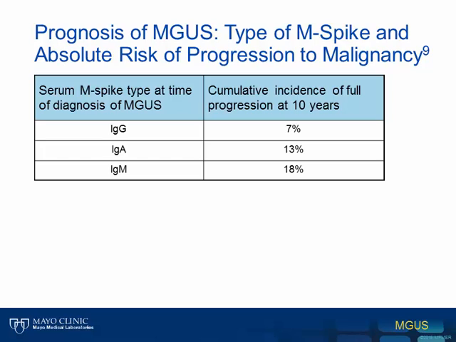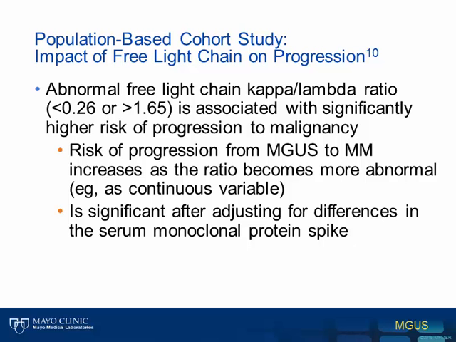Furthermore, the isotype of immunoglobulin heavy chain impacts risk of progression. If the MGUS is IgA or IgM, there is a 2 to 3-fold increased risk of progression compared to IgG. Thirdly, an abnormal free light chain ratio at initial MGUS diagnosis is associated with increased risk of progression. The risk of progression increases if the ratio is more abnormal, and this risk is independent of M spike size.